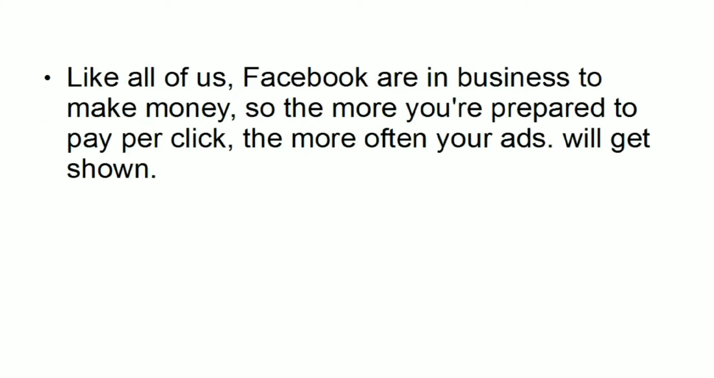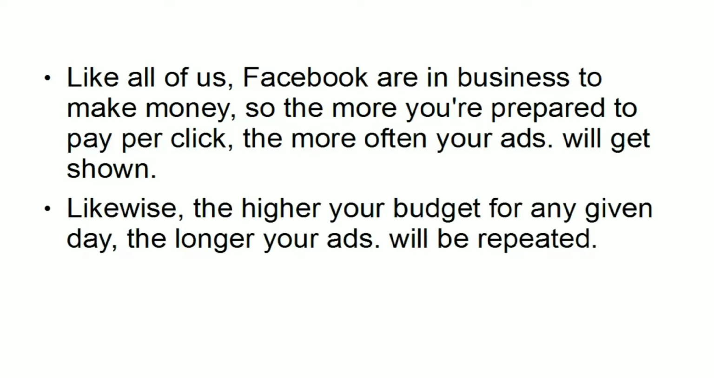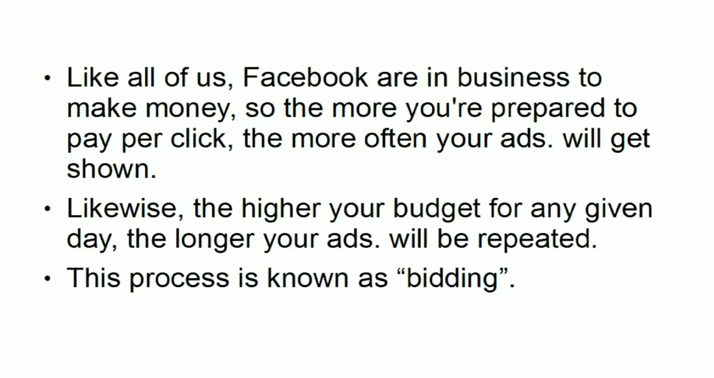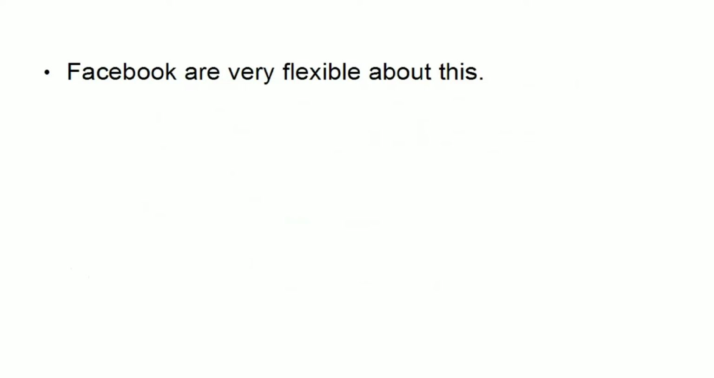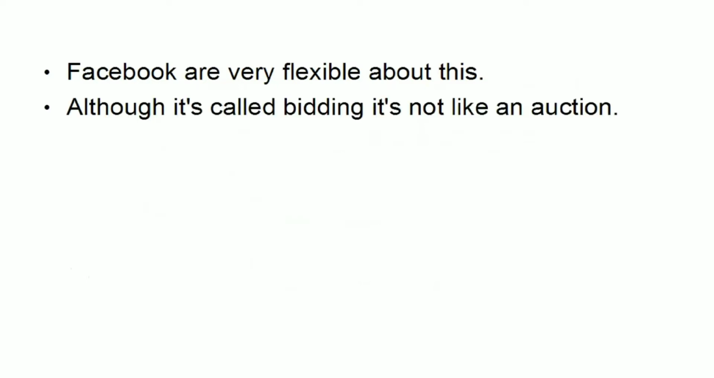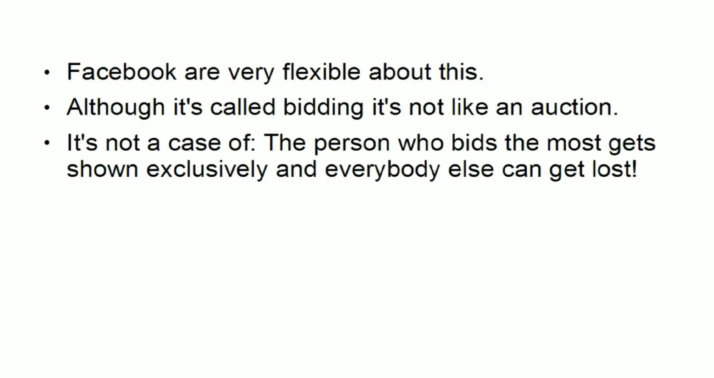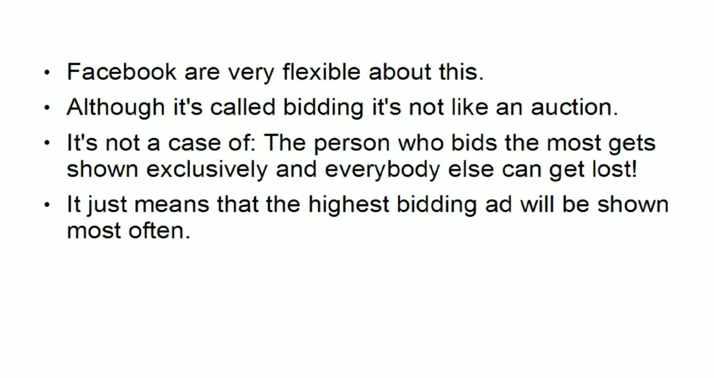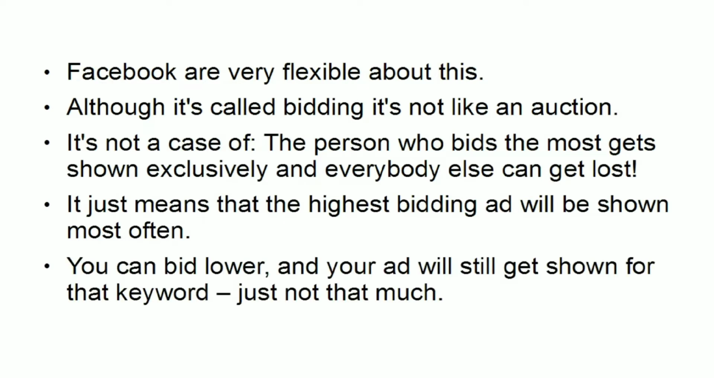Like most of us, Facebook are in business to make money, so the more you're prepared to pay per click, the more often your ads will get shown. Likewise, the higher your budget for any given day, the longer your ads will be repeated, and this process is known as bidding. And Facebook are very flexible about this. Although it's called bidding, it's not like an auction. It's not a case of the person who bids the most gets shown exclusively and everybody else can get lost. It just means that the highest bidding ad will be shown the most often. You can bid lower and your ad will still get shown for that keyword, but just not that much.